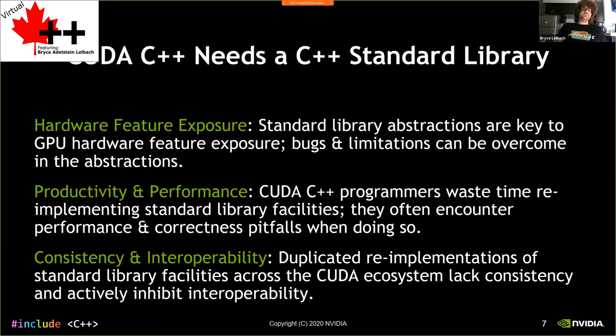There's additionally a productivity and a performance argument. A lot of CUDA C++ programmers end up wasting their time re-implementing standard library facilities, and they often encounter performance and correctness pitfalls when doing so. For example, you might think that it's pretty straightforward to implement something like std complex, but if you don't ensure that your std complex data type is properly aligned on our platform, you can take a real performance penalty. Copying them can be up to 2 times slower. And then finally, there's a consistency and interoperability argument. Having duplicated re-implementations of standard library facilities across our ecosystem creates a lot of interoperability problems.